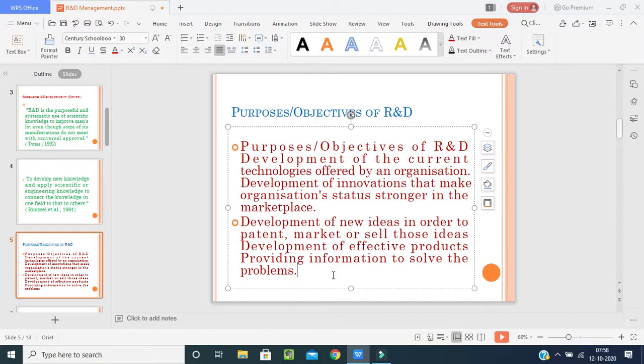For solving the problems, not only for branding or content, but also identifying the problems as well as giving the solution to those problems is the main purpose of the R&D department. Another thing is, the R&D department will make the organization's status stronger. Whatever innovation they do, with the help of experiments or with the engineers or scientists, whatever data they gather, they will use this data for the sake of making the organization's status stronger in the market. So this is the main purpose and objective of the R&D.